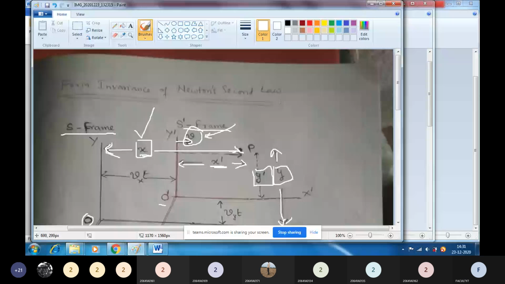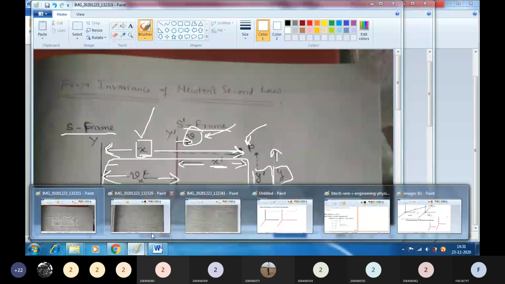Now from this point to this point, you are going to get two values. What are the two values? Vxt plus x prime. So if you add these two values, this will be equal to x. Okay, that is the thing we are going to mention.